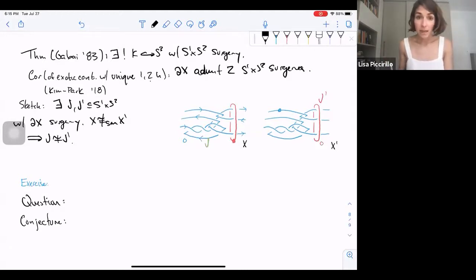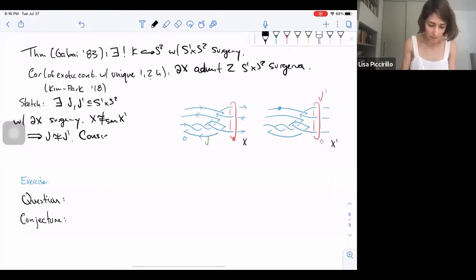Okay, so this is not what we wanted to prove. This is what we've shown so far, that there are 2 knots in S1 times S2 that aren't the same, that surgery to boundary X. So now we just need to find dual knots going the other way, and that's not so hard to do.